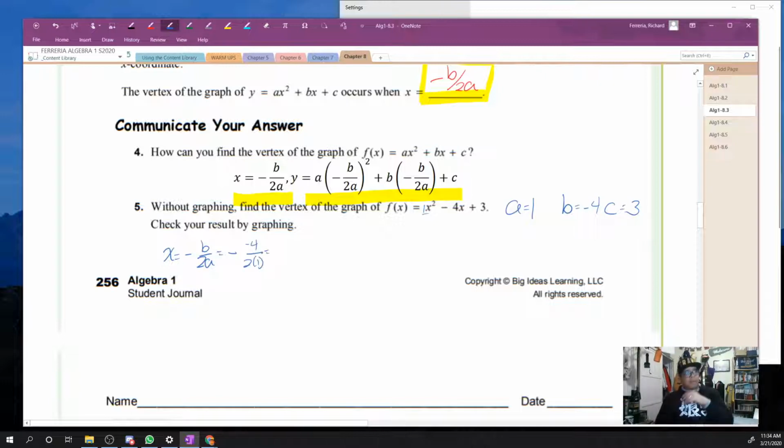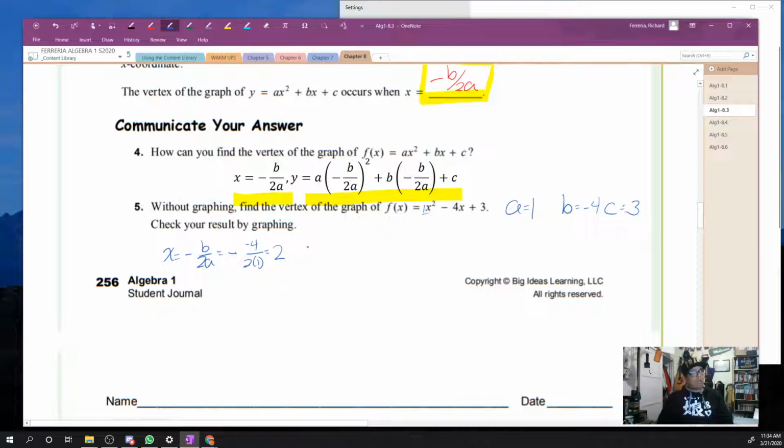So let's do some maths here. If you want to grab your calculator, you can go ahead and do that. I'm going to use the old noggin. So negative 4 divided by 2 is negative 2. The opposite of negative 2 is positive 2. Okay, so that's the x-coordinate of the vertex.